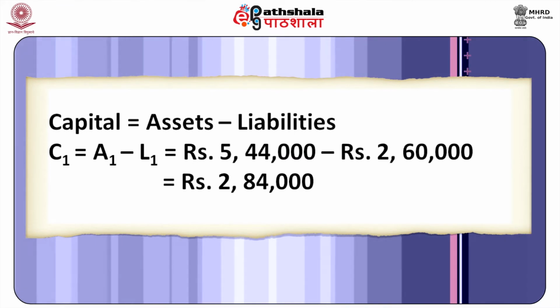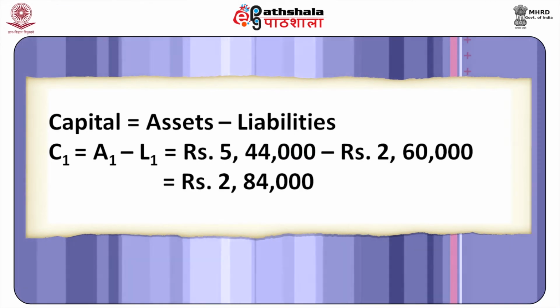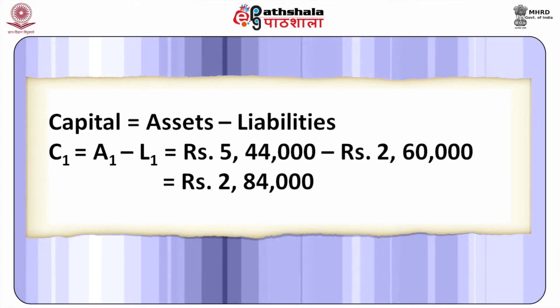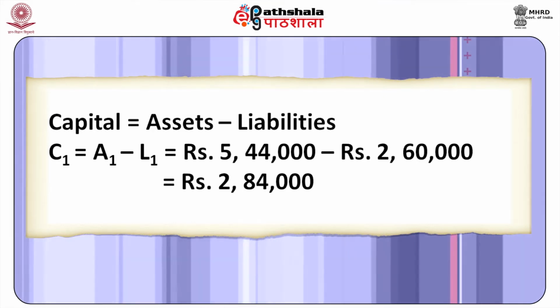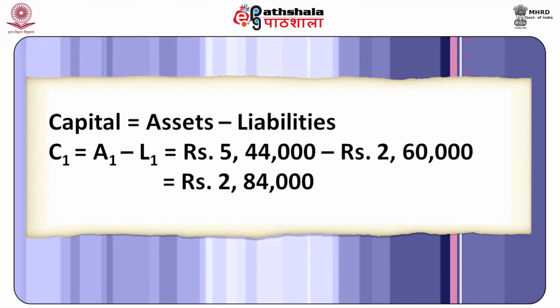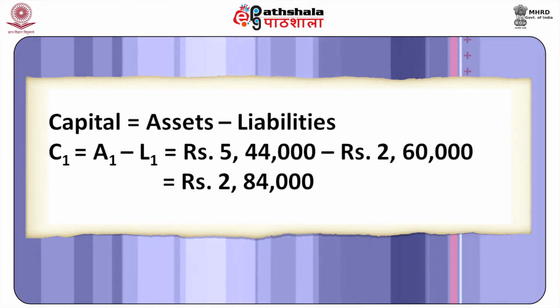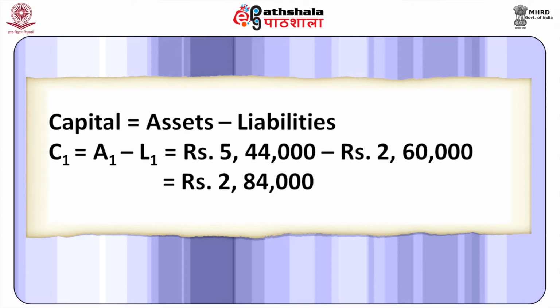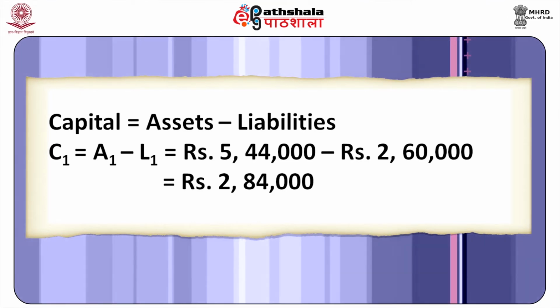And on the C part, let us determine the closing capital. We know that capital is equal to assets minus liabilities. So C1 is equal to A1 minus L1, that is rupees 5,44,000 minus 2,60,000, which will give you 2,84,000.